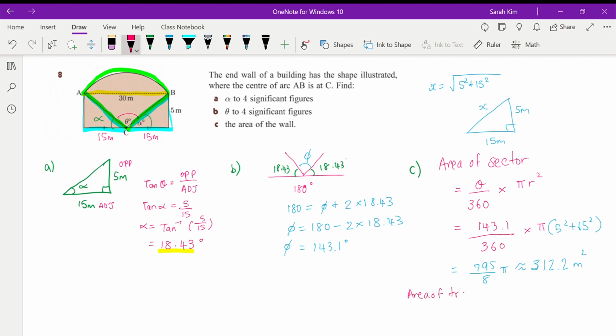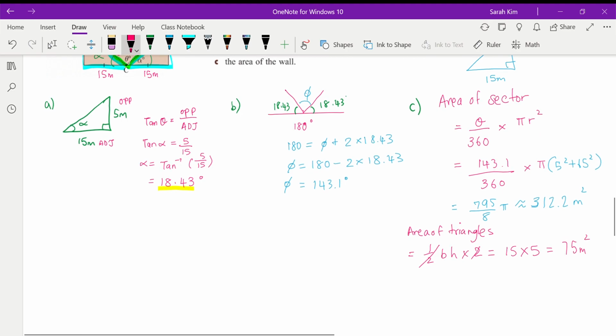I'm going to find the area of the triangles. It's half times base times height, but I'm going to get rid of that half by multiplying by 2 because it's 2 triangles, so these cancel out. So it's just going to be 15 times 5, because that's the base and the height. So 75 metres squared.